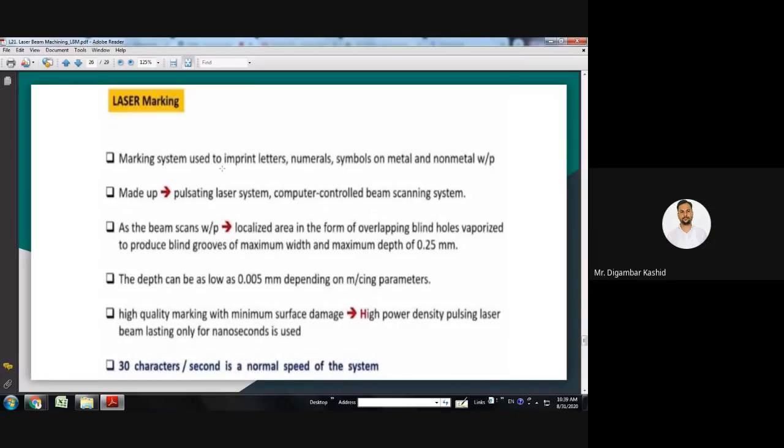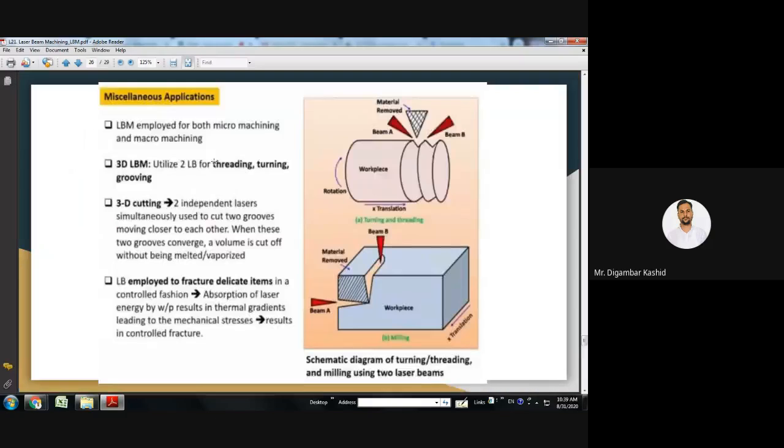So these are the main applications: drilling, cutting, and marking. Now let us discuss some miscellaneous applications also. You can see on the slide that I have shown some miscellaneous applications.